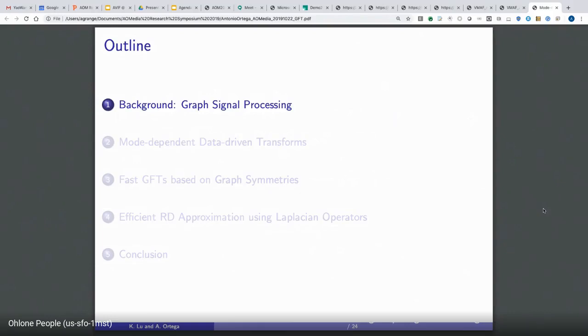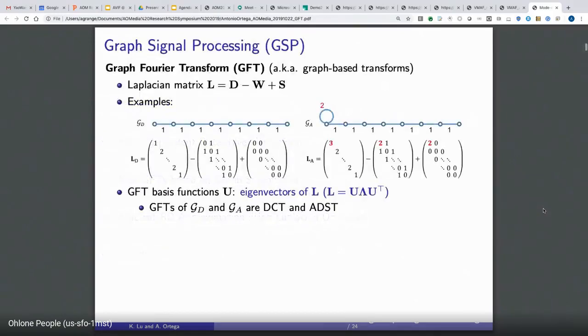Okay, so I'll give a little bit of background on graph signal processing, and then we'll talk about three contributions. And again, the thing that I want you to keep in mind is that these are, as you'll see, very familiar ideas, but looked at from a somewhat different perspective.